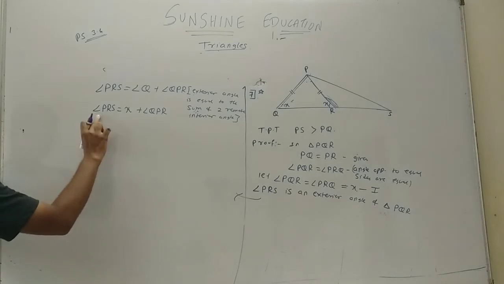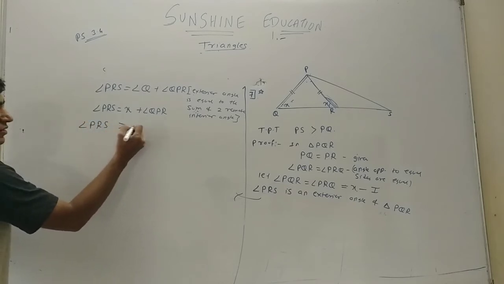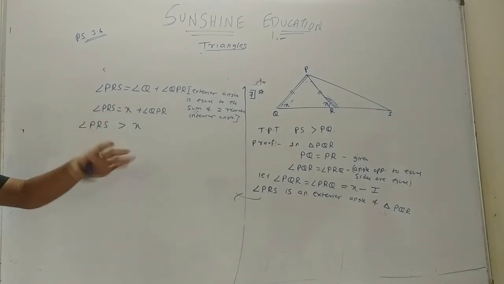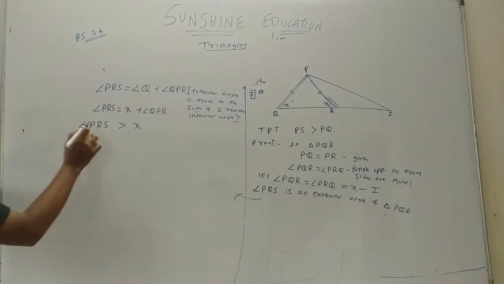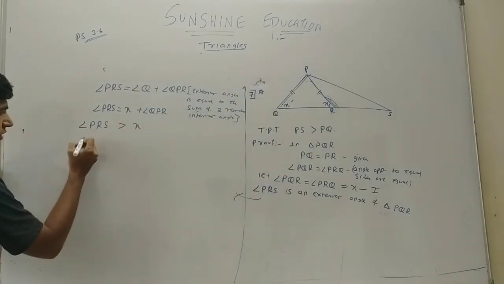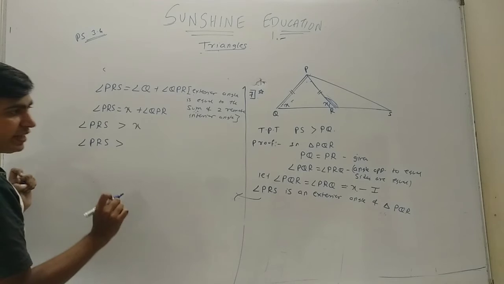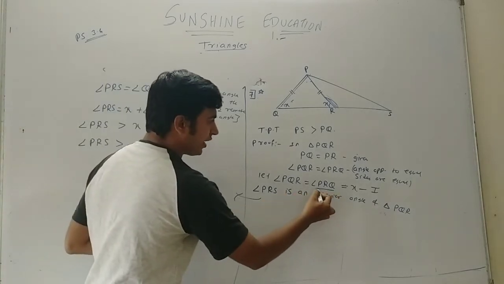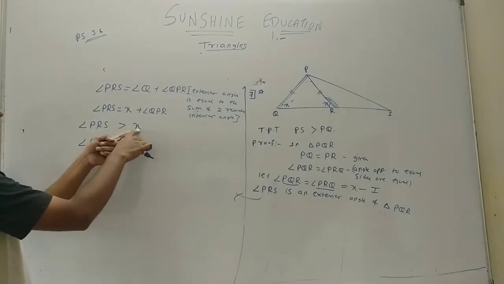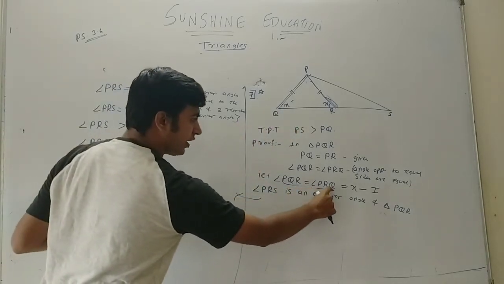Now, as PRS is the sum of two angles, I can say that PRS is greater than angle X, as well as PRS is greater than QPR, but I am not interested in QPR right now. So PRS is greater than X. In place of X, I can write PRQ also and PQR also, since X is equal to PRQ and PQR.